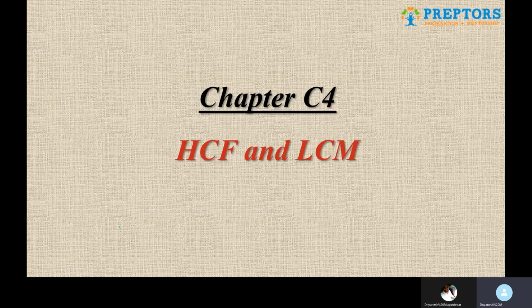Hi everyone. So we are doing C4 today, which is basically HCF and LCM. Now this is one of the very basic and important topics because calculating HCF LCM can be frequently used in a lot of calculations. In between you are simplifying any expressions or something, and hence this is one of the very basic and very important topics.